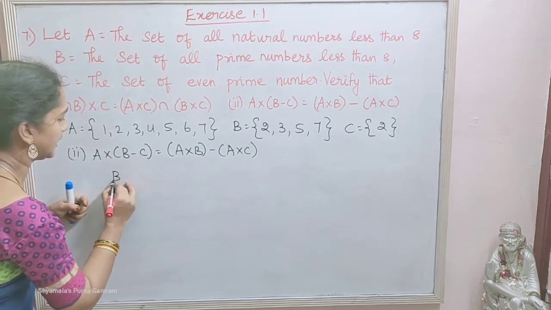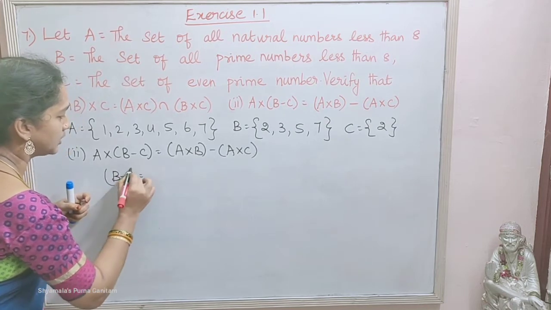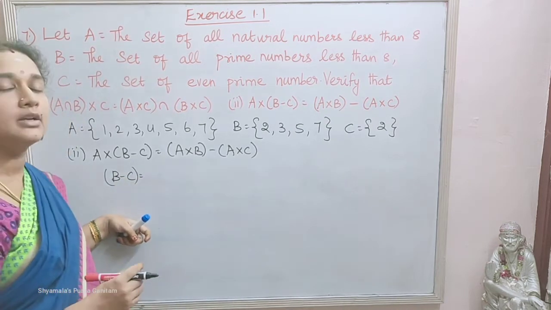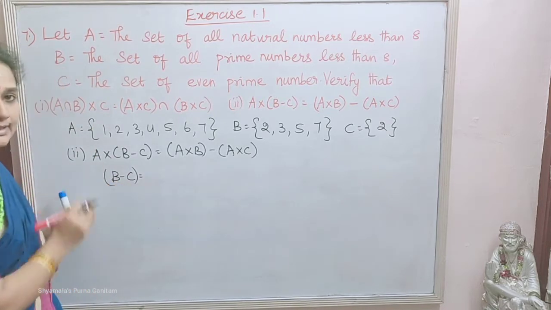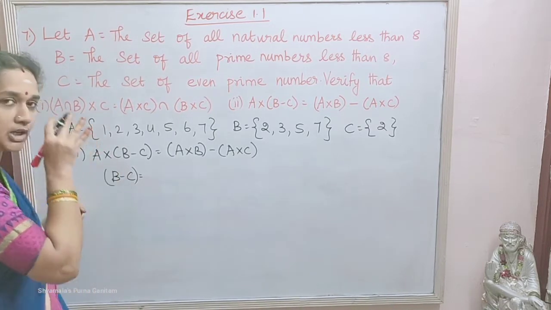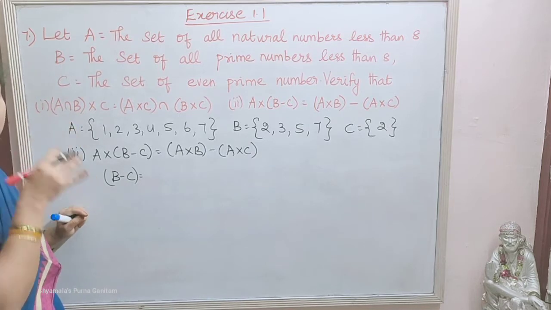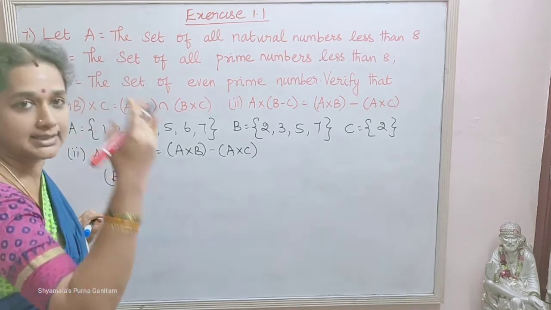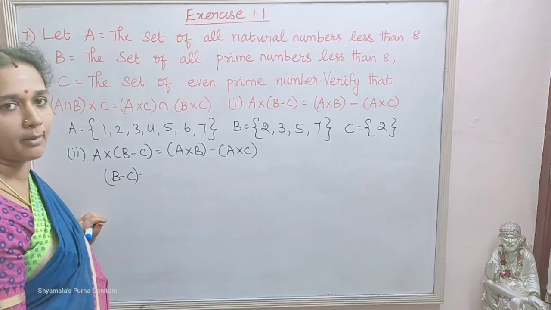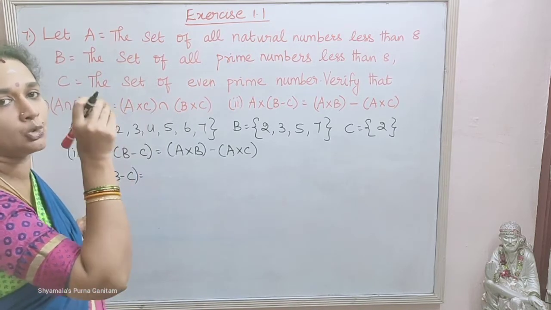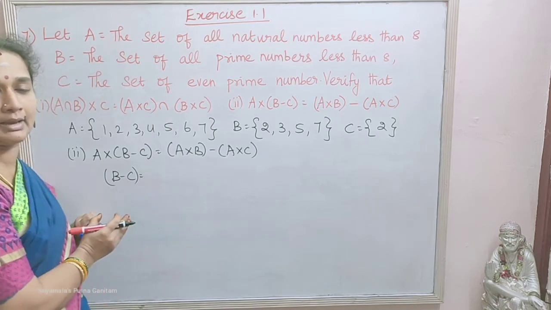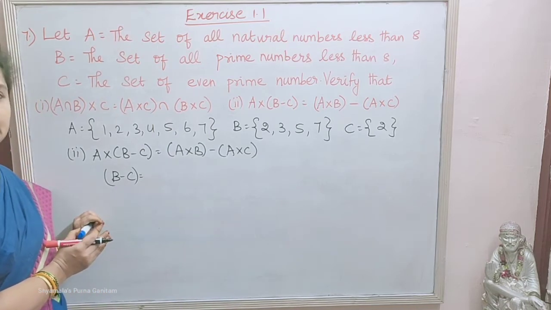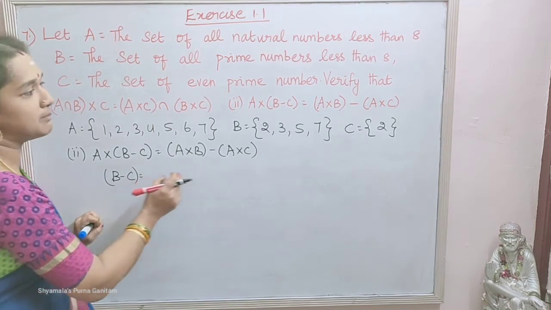First, B minus C. B minus C means when we compare the elements of B and C, whatever is common in both, you remove that element of C, and the remaining elements you write from B. This B minus C, A minus C, all of that you have learnt already in class 9. So this is B minus C.